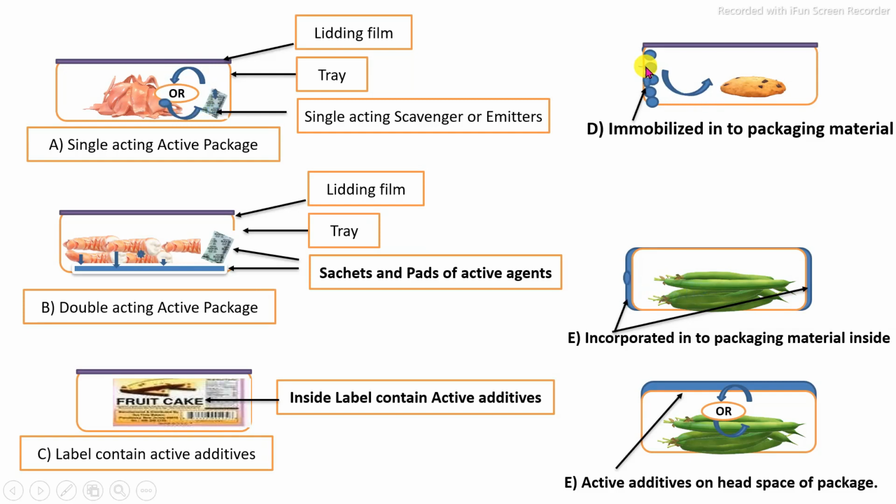This specific bond is released after a specific time period, and these additives are released from the immobilized form into the product, and they play a specific role, such as releasing a preservative or an antioxidant. The system may be incorporated into the packaging material, between the laminates or between the layers of that packaging material. These are the active substances incorporated.